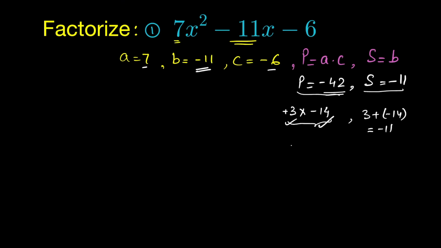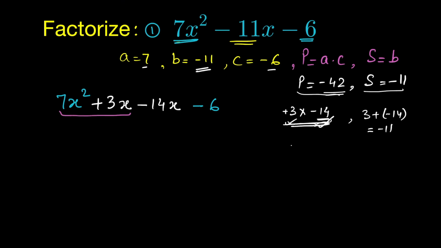So now we write the polynomial once again. First 7x squared will be written the same, the last minus 6 will be written the same, and in between we will write with the help of these numbers. So it is plus 3, and what is the variable in the question? x, write that, minus the next number, 14, so minus 14x. Then make pairs like this.